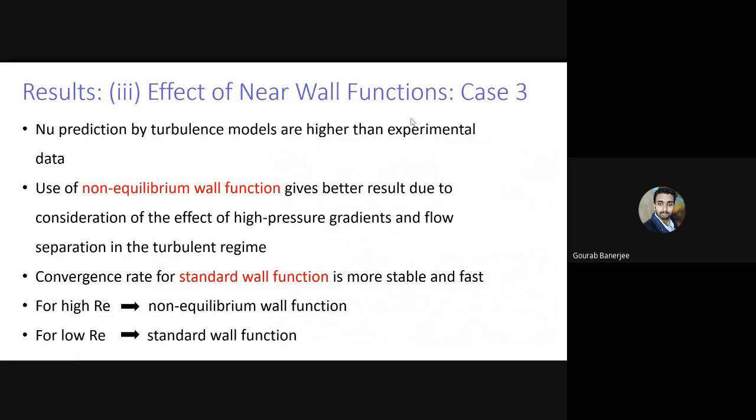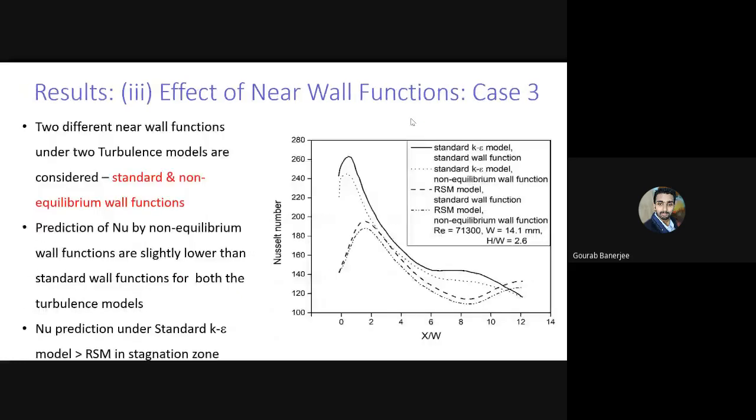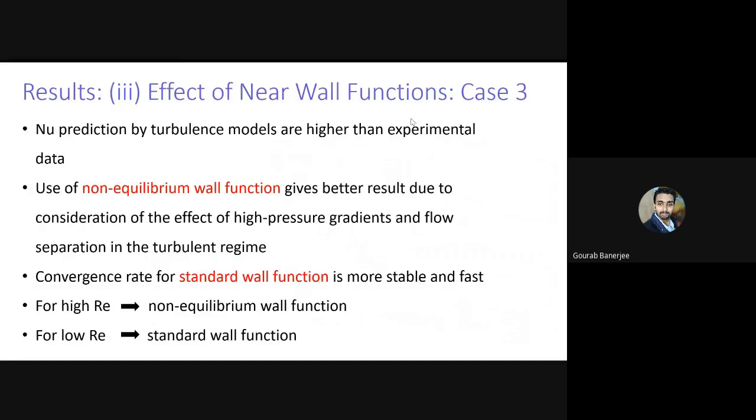And this might be the case that the non-equilibrium wall function is giving me a better result because the RSM model coupled with the non-equilibrium wall function actually considers the effect of high pressure gradients and the flow separation within the turbulent regime. This might be the reason that it is capturing the turbulence effects better and yielding better results. So briefly, we can conclude that for high Reynolds number, the non-equilibrium wall function is more suitable.